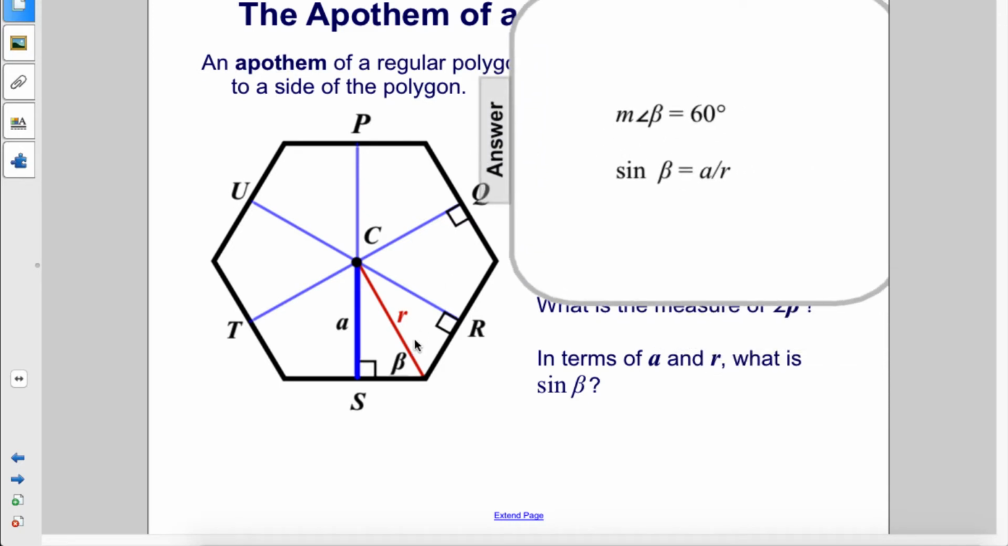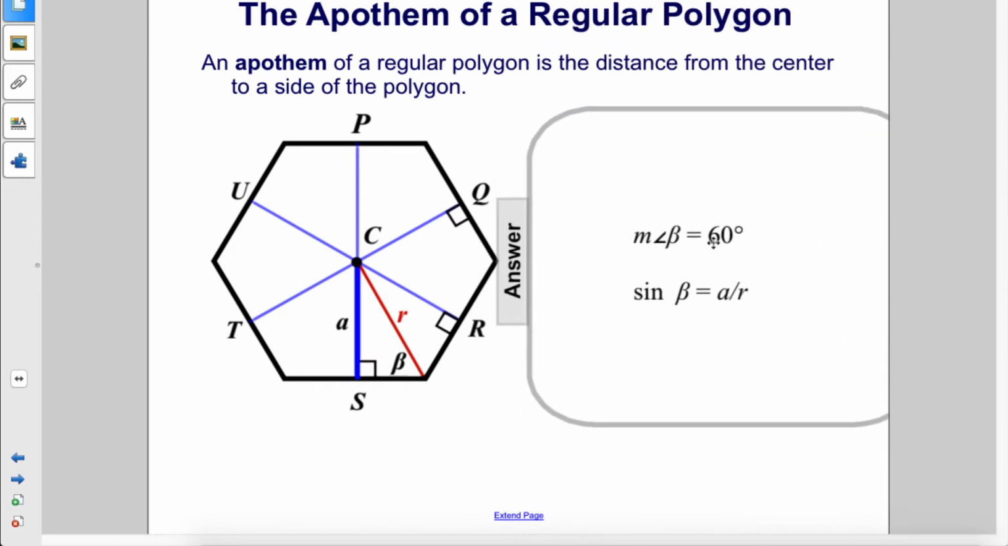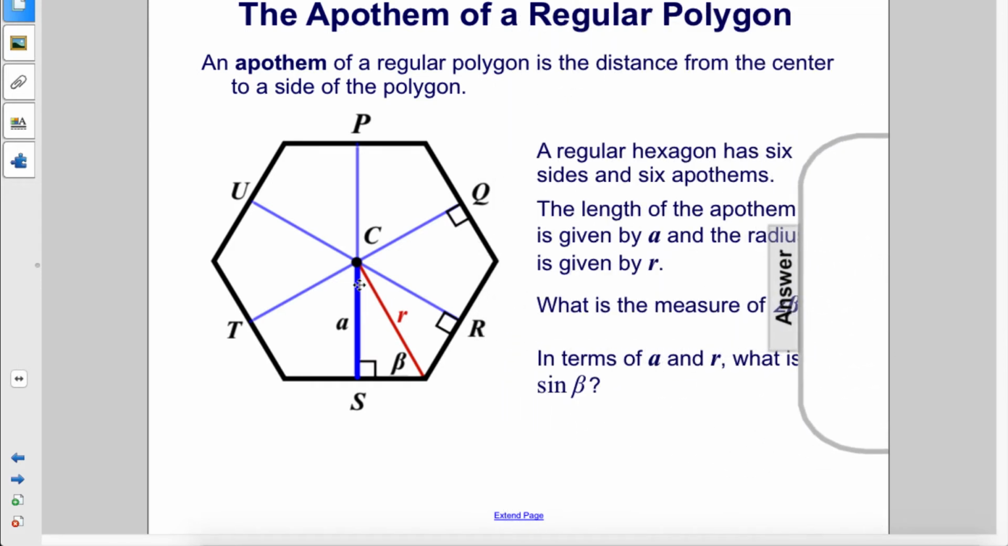Well, the measure of angle beta equals 60 degrees, and the sine of beta equals a over r, because that's opposite over hypotenuse. Since we're using the central angle here, the central angle of a hexagon is 60 degrees, because that's 360 divided by 6, and then the interior angle here is going to be the supplement of 60 degrees, which is 120 degrees, and this angle beta here is half of an interior angle, which is 120 divided by 2, which is 60 degrees.